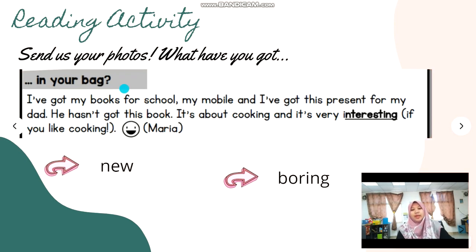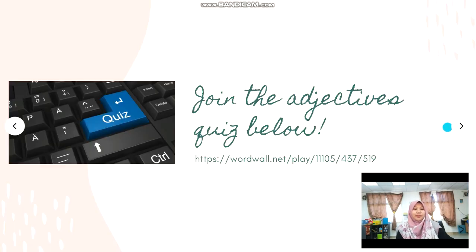What have you got in your bag? I've got my books for school, my mobile, and I've got this present for my dad. He hasn't got this book. It's about cooking and it's very interesting, if you like cooking, says Maria. So, which one of these is the opposite meaning for interesting? You have to put it in the adjective quiz. Okay, we'll see that in the last part of the video.